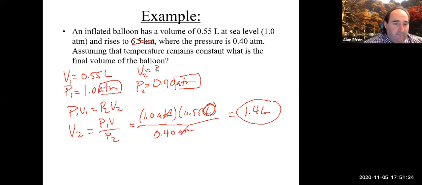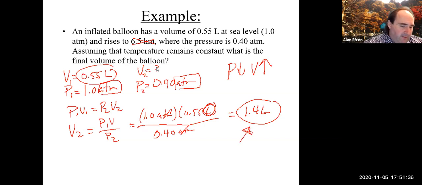Again, if we look at our trend, the pressure is going down, which means we would expect the volume to go up. It started at 0.55 and ended at 1.4, so that all makes sense in terms of what we expect it to do. Any questions on that particular one? Okay, so that is Boyle's law.